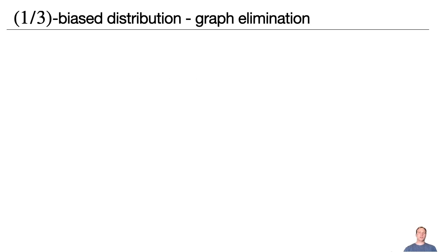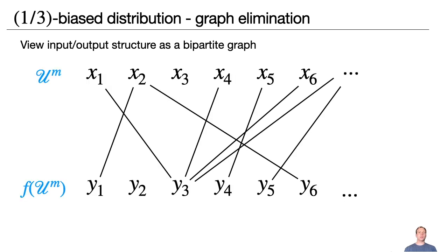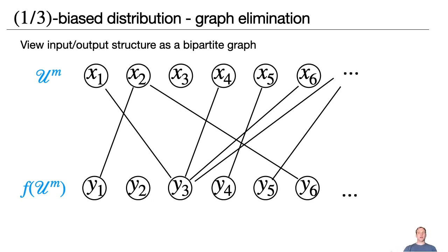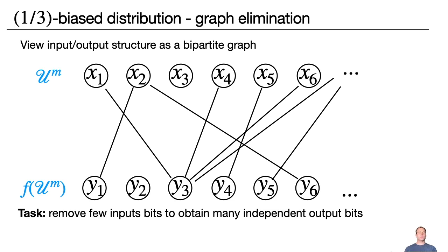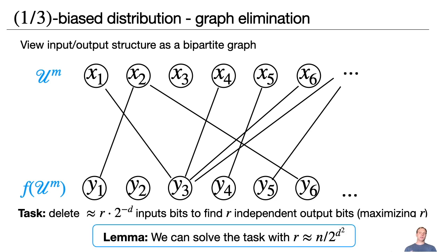So at this point, it remains to determine what input bits to condition on, or how many at least we need. And for this, you can view it purely graph theoretically. As we've mentioned, you can view the input and output structure as a bipartite graph. And now our task is to remove few input bits to obtain many independent output bits. Or more quantitatively, we want to delete about r times 2 to the minus d input bits, as long as we can find r independent output bits, where things are optimal if we make r as large as possible. And it turns out that we can solve this task with r about n over 2 to the d squared, and this is tight.